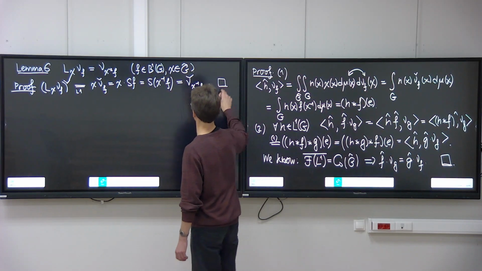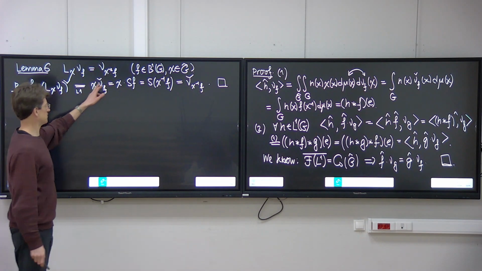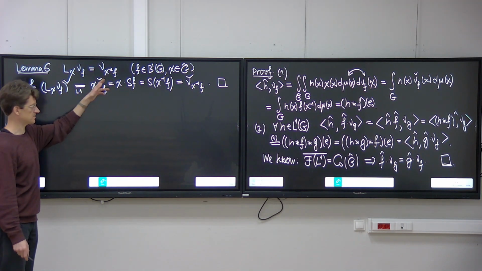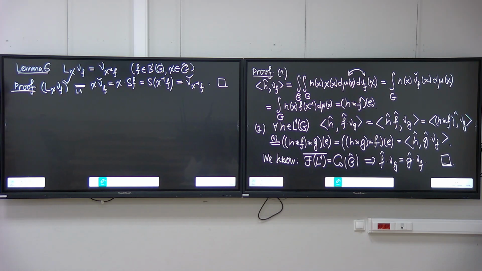So we have proved that the dual Fourier transforms of these two measures are the same. So they are the same because the dual Fourier transform is injective.